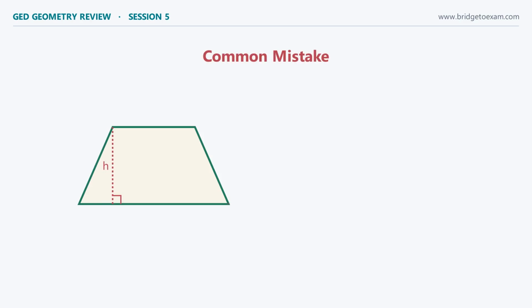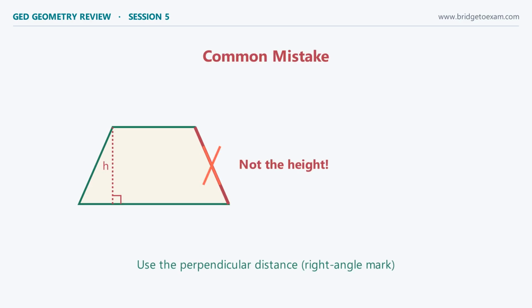Here is the most common mistake. Students grab the slanted side and use it as the height. Don't do it. The height is always the perpendicular distance between the bases. Look for the little right angle mark.